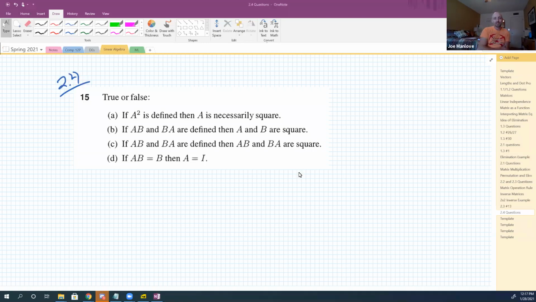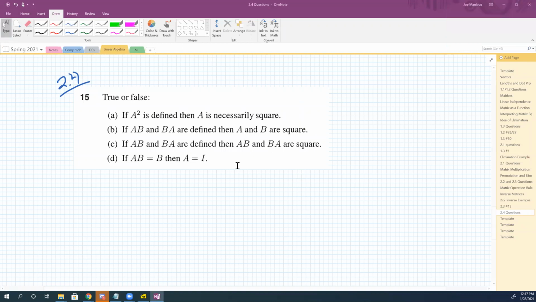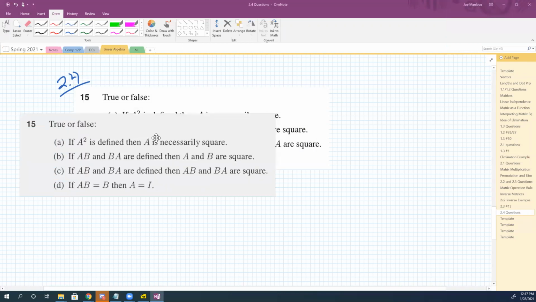All right, so somebody's going to give me some intuition for 2.4, number 15 here. What do you got? I was thinking that part A is true. Okay, why are we thinking that part A is true? I didn't expect you to have me explain myself.